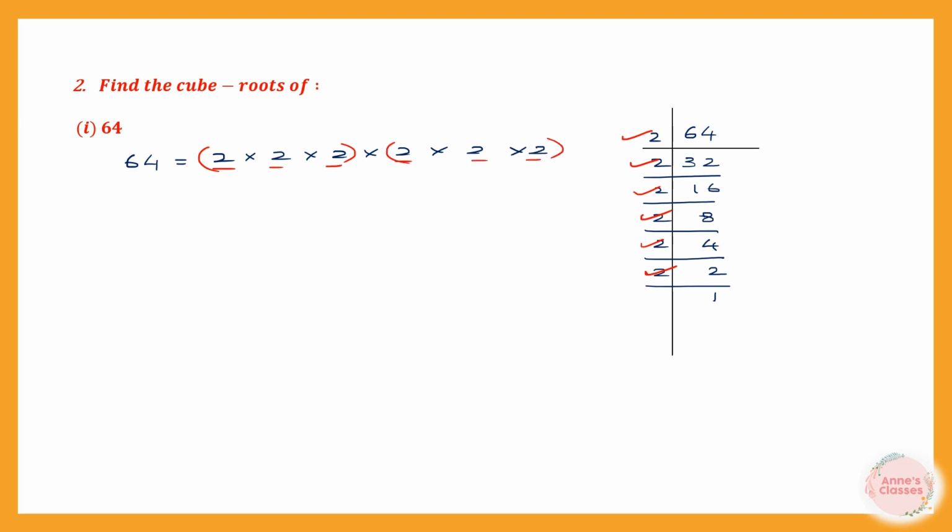Next step is we take 1 from each triplet. So here we take 2 into 2. So this is, we have taken 1, 2 from this triplet, the other 2 from this triplet. Now when we multiply, it will give us the cube root of 64. So that is, the cube root of 64 is 2 into 2, which is 4. That means if you multiply 4 3 times, you will get 64. So this is our answer. The cube root of 64 is 4.